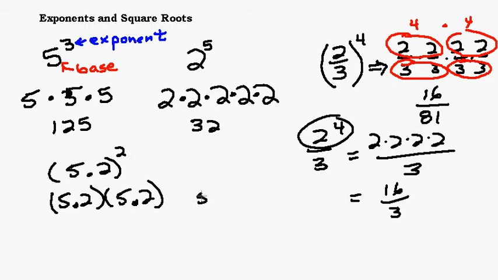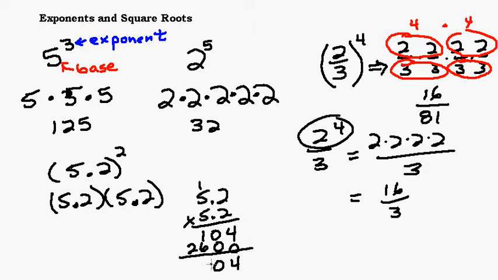Let's practice multiplying with decimals. Remember, when you're multiplying with decimals, you ignore them, and you just do the multiplication like it was 52 times 52. 2 times 2 is 4. 2 times 5 is 10. Then we move over 1. 5 times 2 is 10. Carry the 1. 5 times 5 is 25, plus 1 is 26. Add, add, add, add.